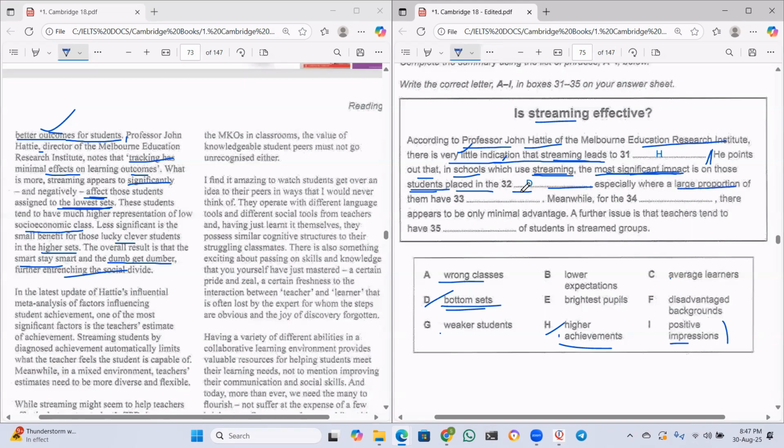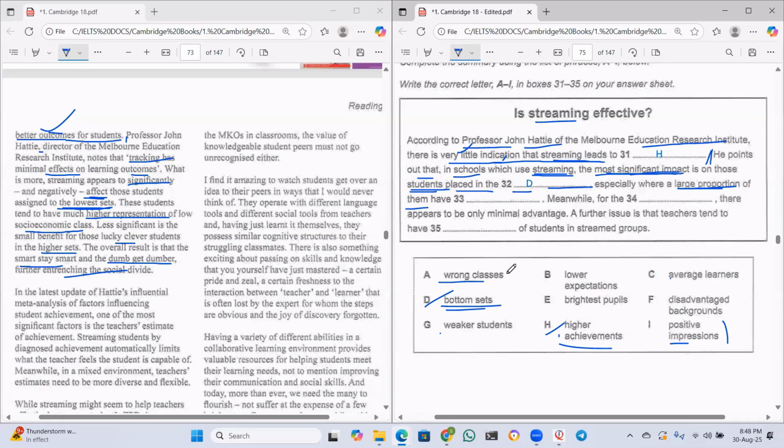Especially where a large portion of them have dash. So a large portion of students have something. What is that? Large portion is our keyword, okay? So these students tend to have much higher representation of low economic class. Wow. Lower economic classes is what it's talking about. See, especially where a large proportion means much higher representation of low socioeconomic class. Them means students having lower socioeconomic class. That is our answer. So, which word is matching with socioeconomic class?